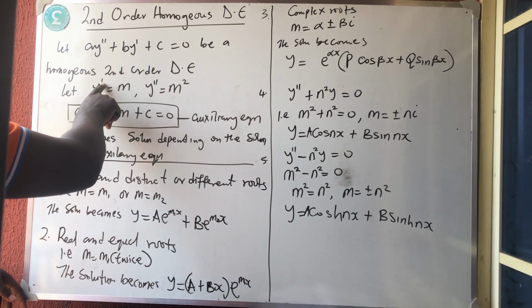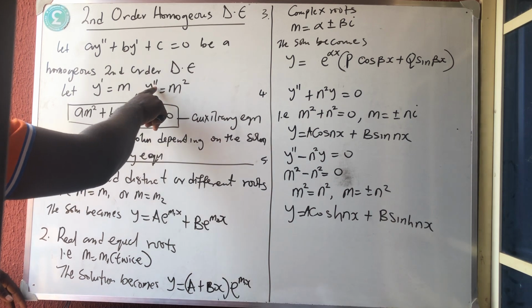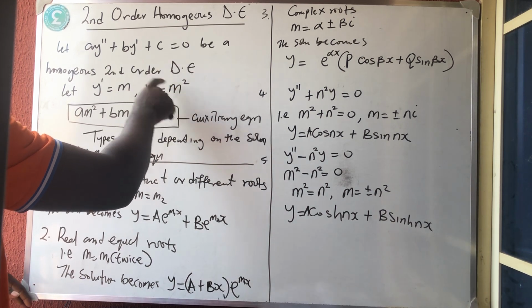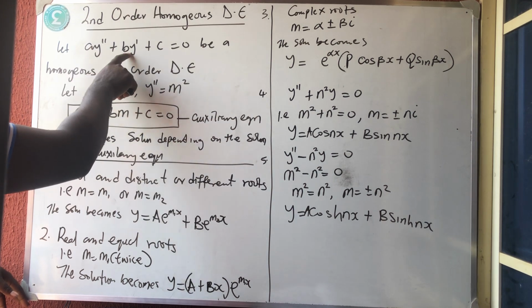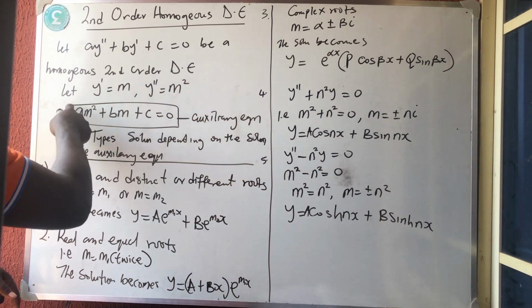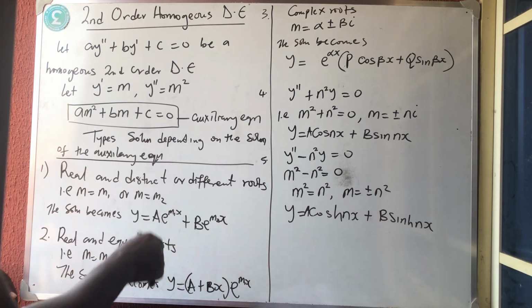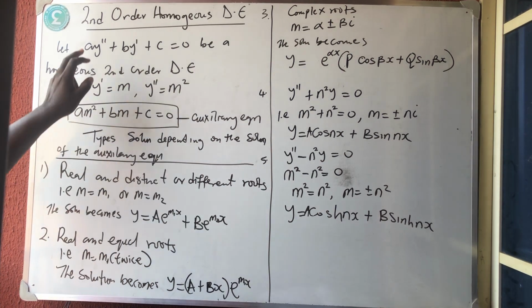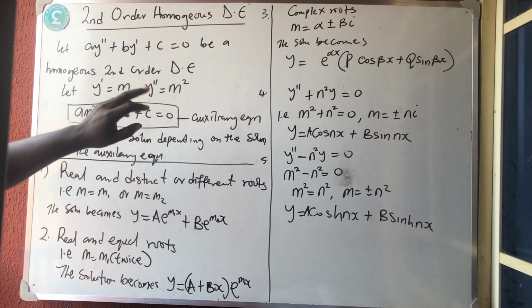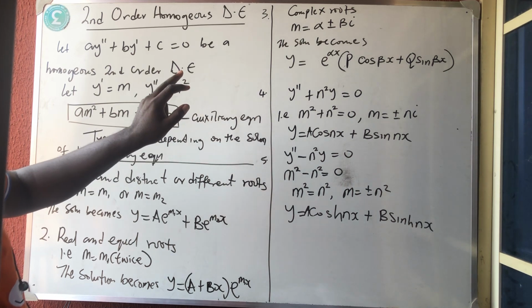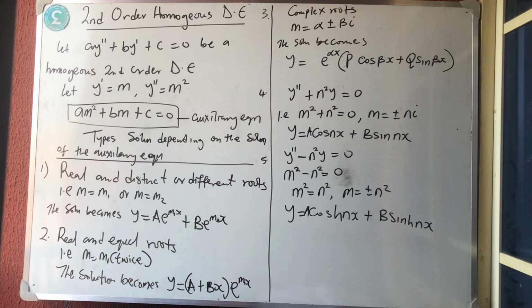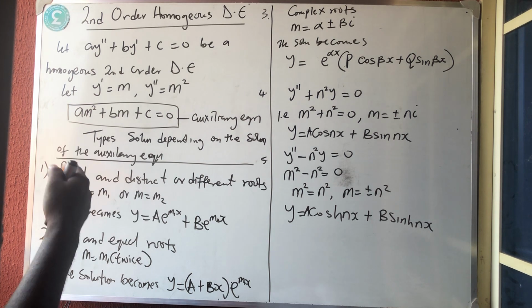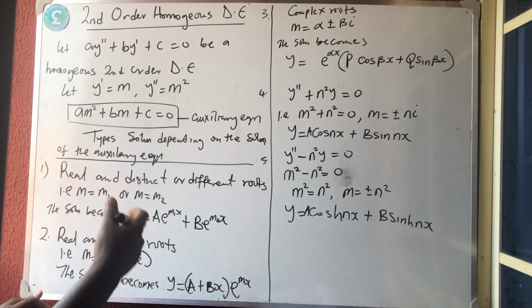Now, how do you solve a homogeneous differential equation? We say let y prime be m, which means that y prime prime will be m squared. If we substitute here, I'm going to have a m squared plus b m plus c. And if you look at this now, this is what? A quadratic equation. This quadratic equation gotten from this second order differential equation, we call it what? An auxiliary equation.